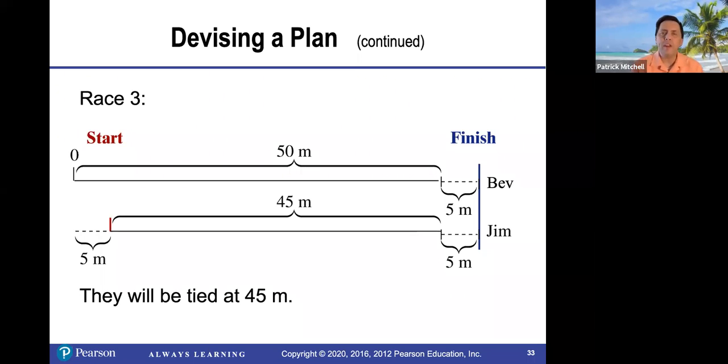Well, we know that since Bev can run 50 meters in the same amount of time Jim runs 45, that tells us that Bev runs faster than Jim. So if you give them the same amount of distance to cover, Bev is going to cover that distance just a little faster.